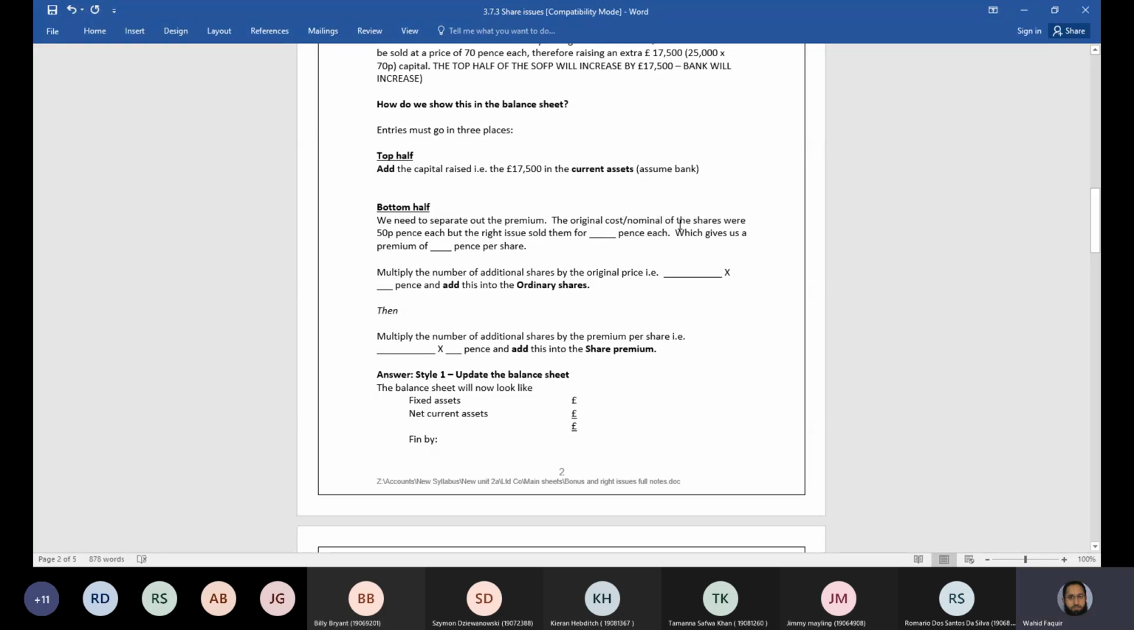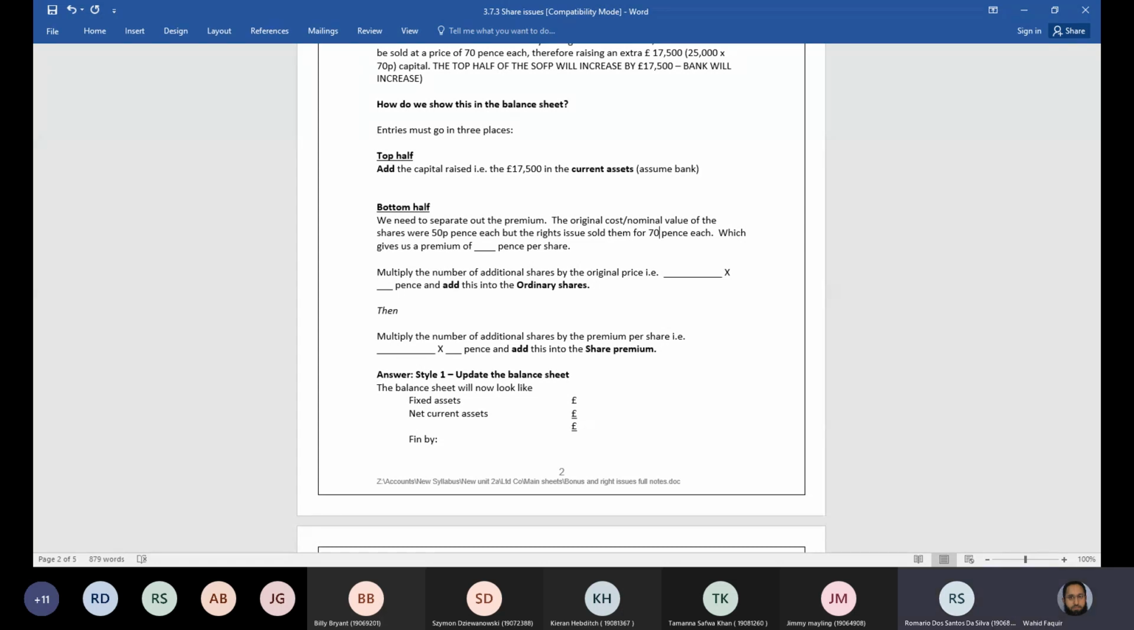Well, the nominal value of the shares were 50p, but the rights should be rights, by the way. Rights issue, sold them for, how much did we sell them for? 70. Good. What was the market price, by the way? This was to existing shareholders.